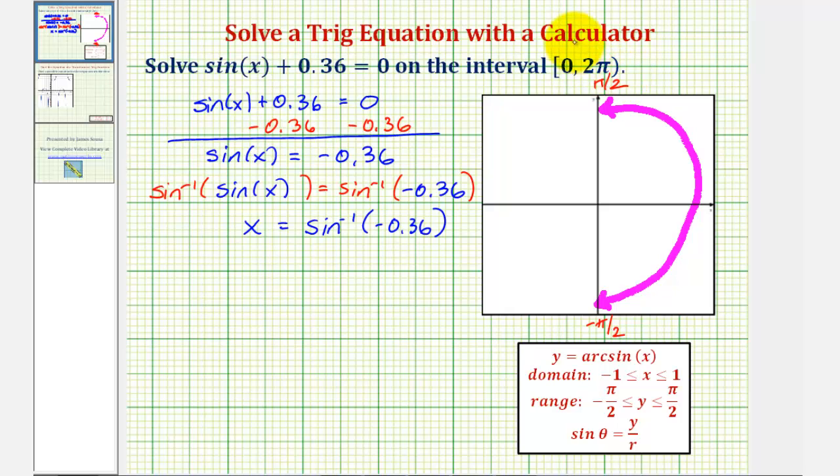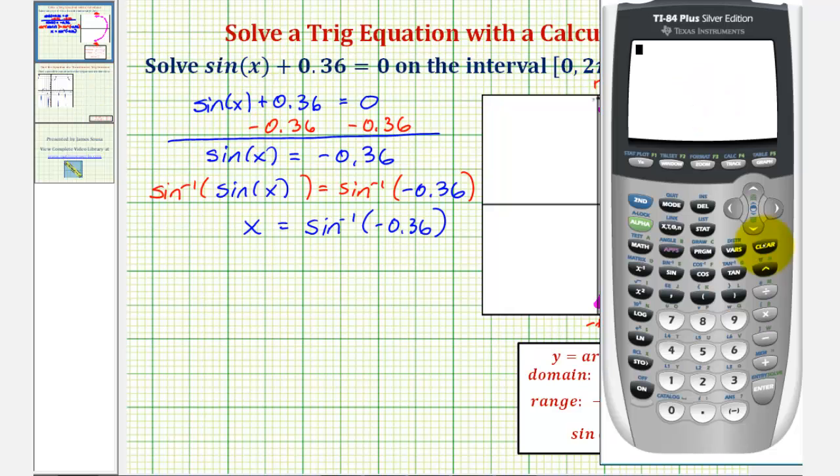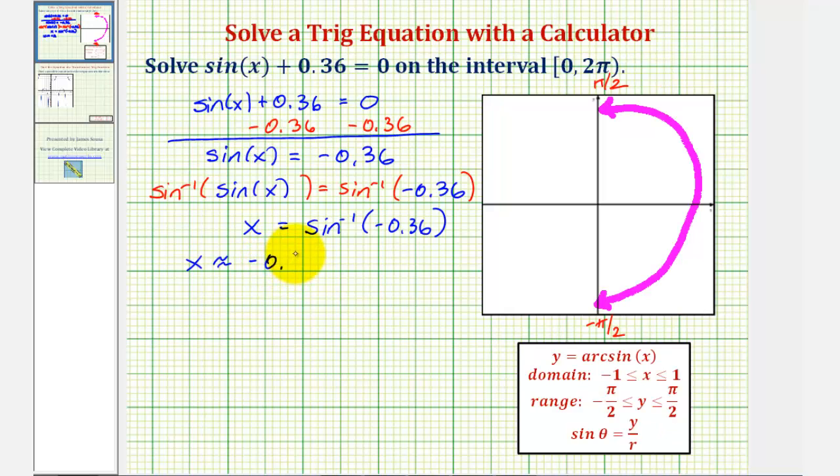So now we'll go to the calculator and first verify we are in radian mode. So we'll press the mode key. Notice on this third row here, radian is highlighted. So now we'll go back to the home screen, press second sine for arc sine or inverse sine, negative 0.36, close parenthesis, and enter. So the calculator is giving us a solution of negative 0.3683 radians. But notice how this angle is not in the interval from 0 to 2 pi radians.